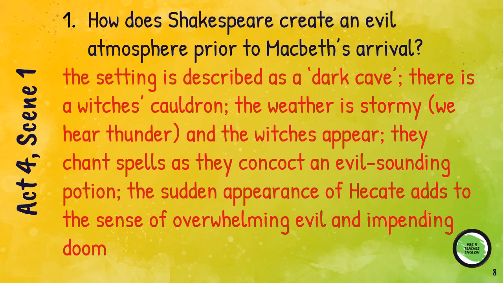The evil atmosphere is created by the stage setting. It's dark, there's thunder and lightning, and there are witches. It's the setting of a stereotypical horror story. The chanting of the witches, the bubbling cauldron, and the arrival of Hecate ensure that the audience is fully aware that nothing pleasant can occur on stage at this moment.